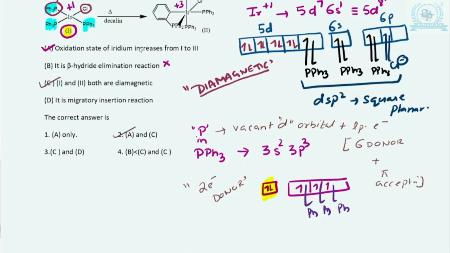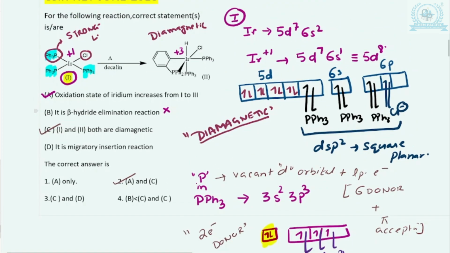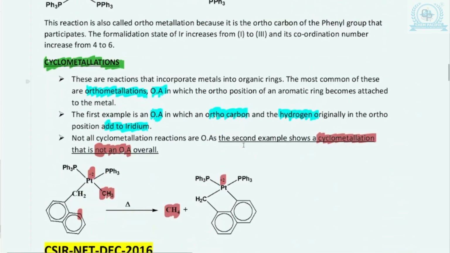This is not a migratory insertion. Okay, so we have solved this question. I hope you understand this. Now let us move on to the next question.